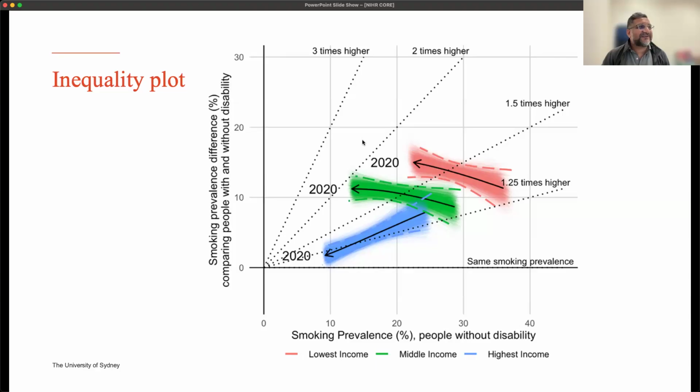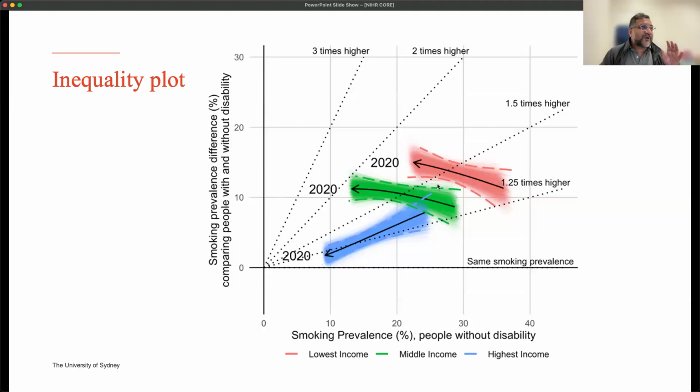And what is really interesting, and I know Marco spoke a little bit about intersectionality earlier, but see what is happening. The disability-related inequalities in smoking from 2000 to 2020 have gone dramatically down in the highest income group, where both the relative inequality is going down and the absolute inequality is going down.